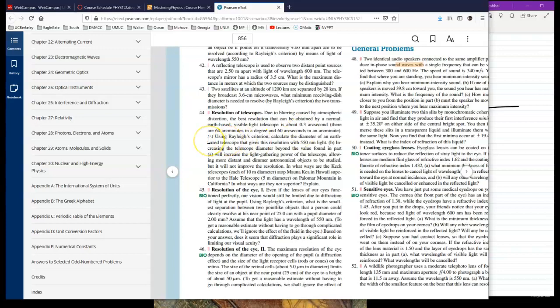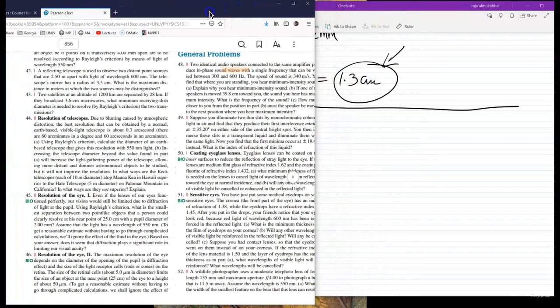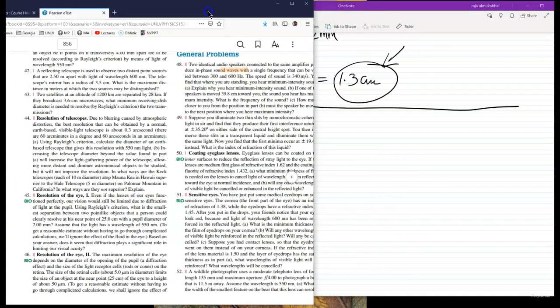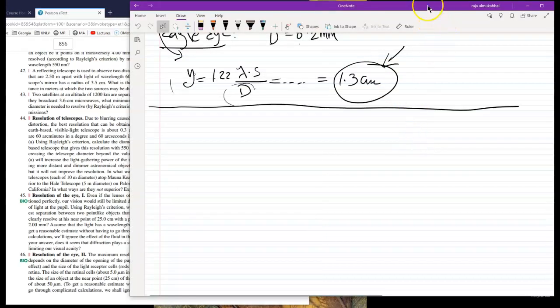Okay. A. Using Rayleigh's criterion, calculate the diameter of the Earth-based telescope. He basically wants the D, you know, the aperture width, of the telescope that gives this resolution with 550 nanometer light. That's about green. Okay, that's the first part. Okay, let's look at it. Let's put it right there. So number 44.